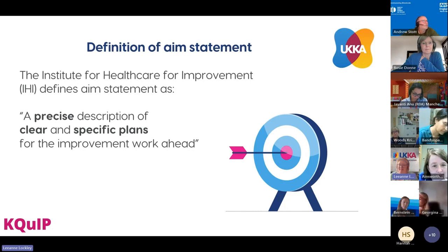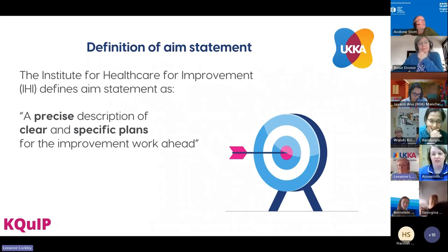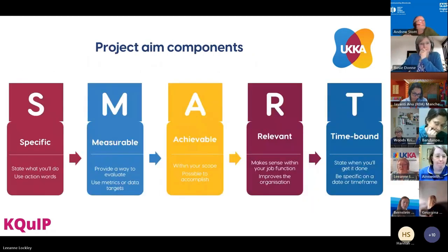But having an aim statement is a really good communication tool, because you'll use it with your project team, but you'll also use it with your stakeholders. And if you get it right, it's really, really specific about what it is that you want to achieve. So every good aim statement should possess all of these elements. So it needs to be specific. So you're making it really clear exactly what you want to achieve.